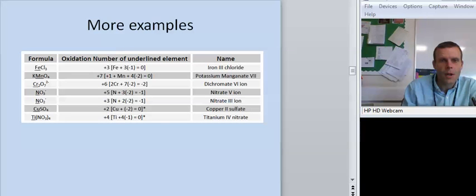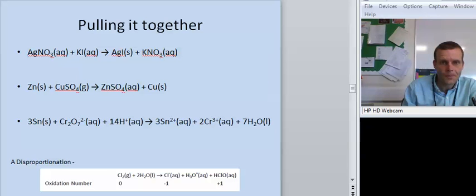Right, there's some more examples to have a look through. So let's put some of these ideas together and try and explore these reactions a little bit, see what's going on. So if I break this up, I can see my potassium ions and nitrate ions aren't going to be doing very much in this reaction. So what changes have I got?